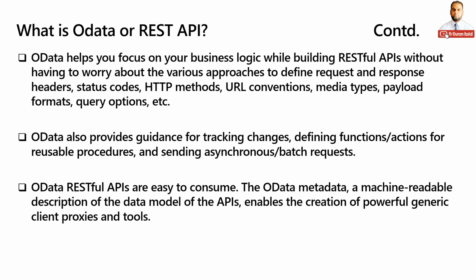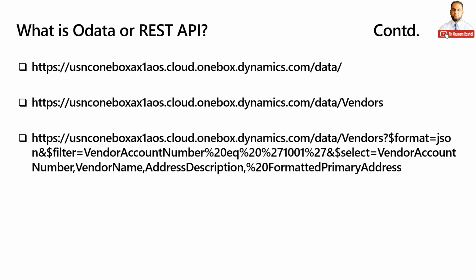OData metadata, a machine readable description of the data model of APIs, enables the creation of powerful generic client proxies and tools. As you can see in this slide, the Dynamics instance URL is mentioned above in the first row, and by slashing it with data, through OData, it is giving you the list of DMF entities.